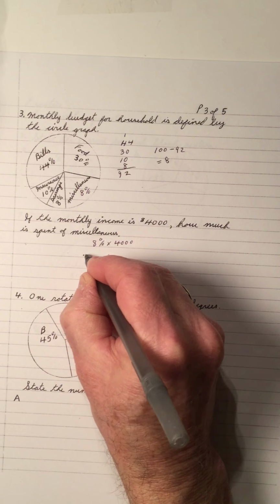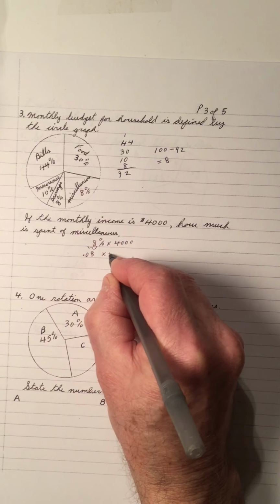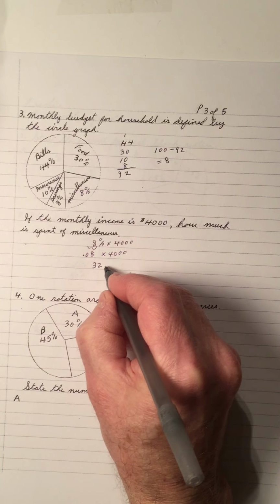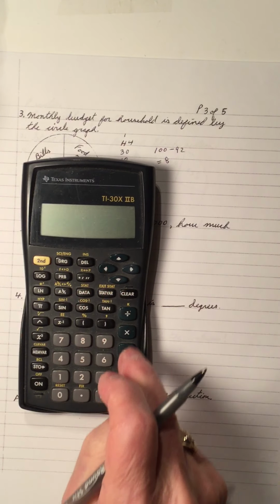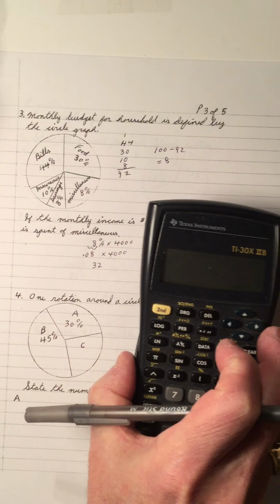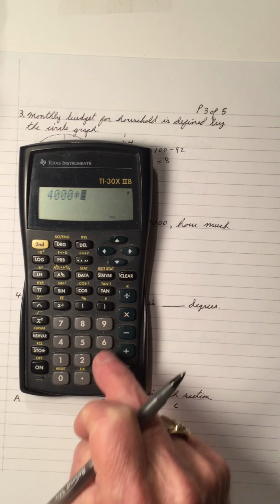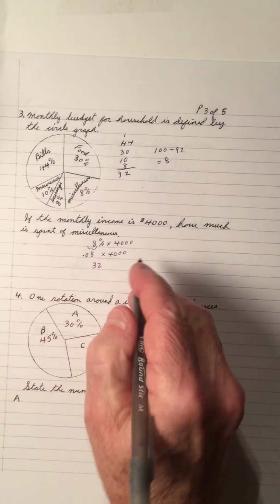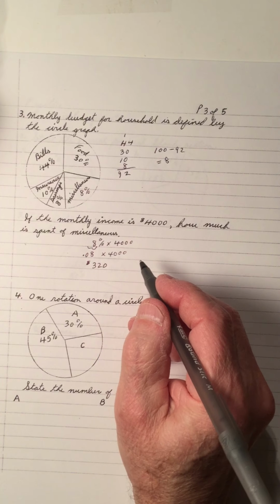spending. 8% is decimal 0.08 because the decimal moves 2 places to the left, multiplied by 4,000. And 8 times 4 is 32, and we have 2 decimal places. So if we use a calculator, just to make sure, we have to turn it on, and we go, 4,000 times .08, and I get $320. So that's 8% of the budget, $320 for miscellaneous.